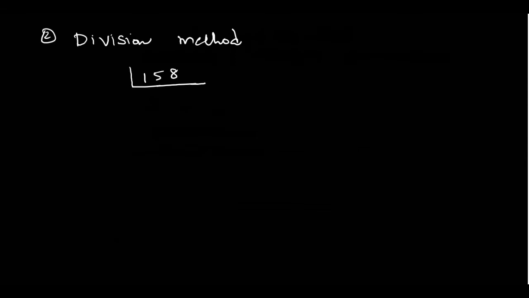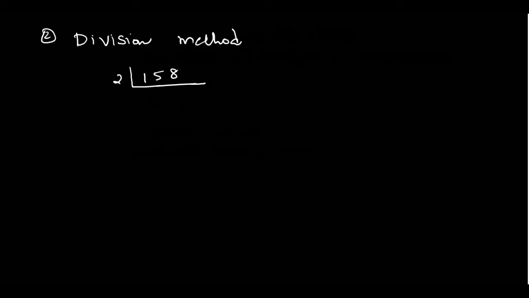Now we will see whether we get the same answer in the division method, which is the second method. This we have learned in the introduction lecture. So we will solve this question also with the division method. What was our number? 158. Now what do we do? We divide by 2.